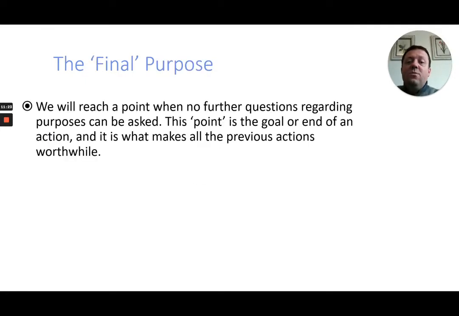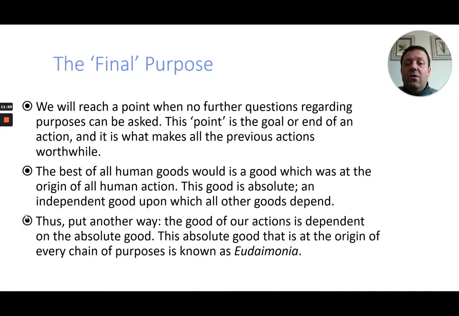So in the end, we reach a point where no further questions regarding purposes can be asked, and this is eudaimonia. This point is the goal or end of an action, and it is what makes all the previous actions worthwhile. So what we were talking about in terms of education, going to university, why one does that, what the purpose of it is, and so on, all of those things are driving towards the ultimate end or the ultimate purpose of eudaimonia. So the good of our actions is dependent on the absolute good. What we do is dependent on the absolute good, and this absolute good is at the origin of every chain of purposes and is known as eudaimonia.